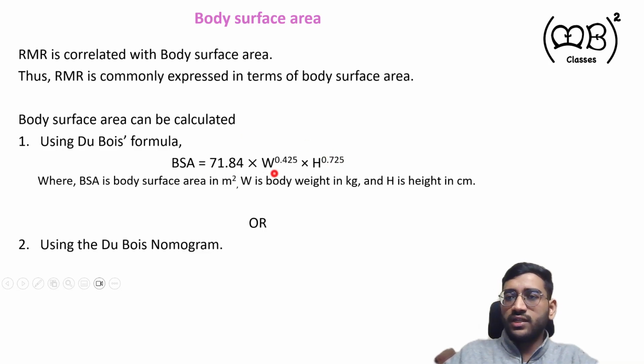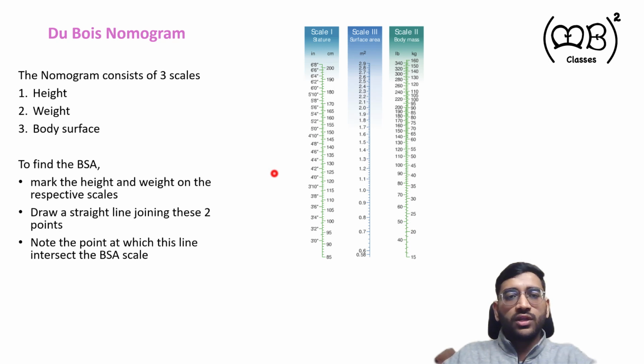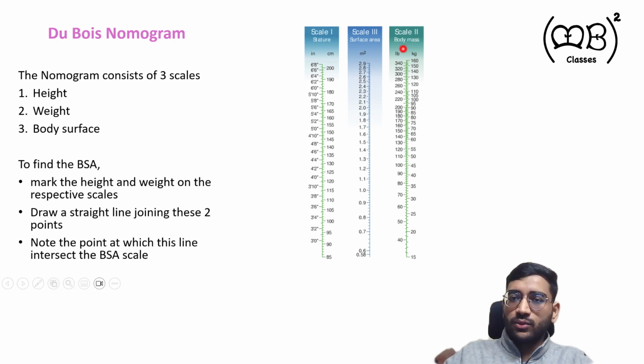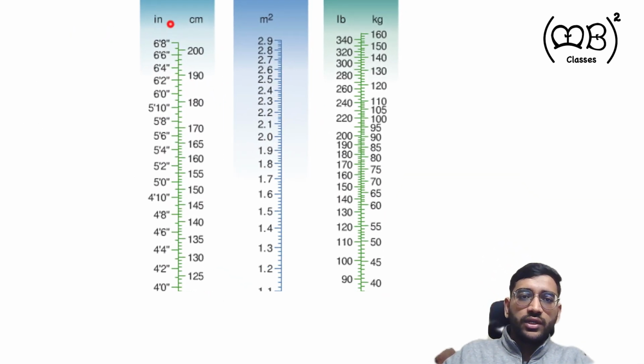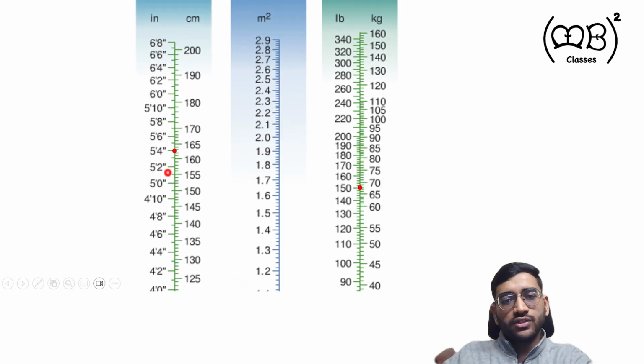So this is a very complicated formula, so we can use the nomogram chart. In the nomogram chart there are three scales, 1, 2 and 3. The first and second scales are the height and the weight. The third scale gives us the surface area. So to find this, what you need to do is make 2 points on the height.